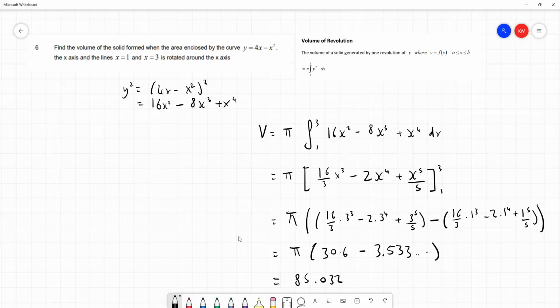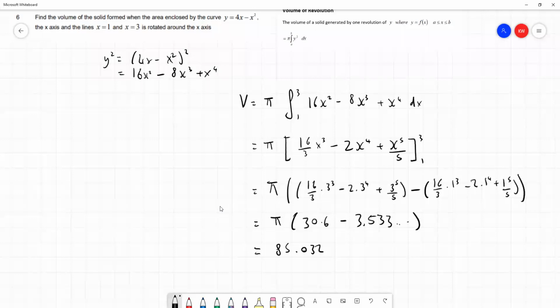And remember, this is a volume we're calculating, so although we haven't been told what the units are, we can still say it's in some kind of cubic units. And we should always do this for volumes of revolution when we don't know the type of units we're working in. And that concludes the question.